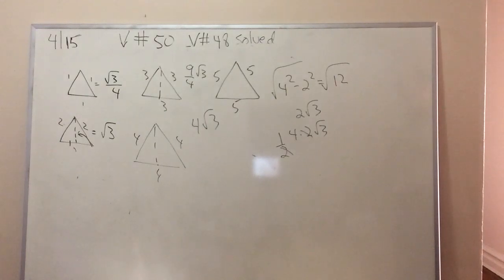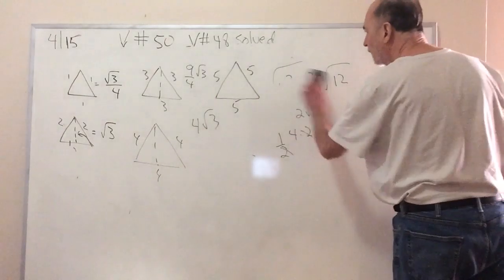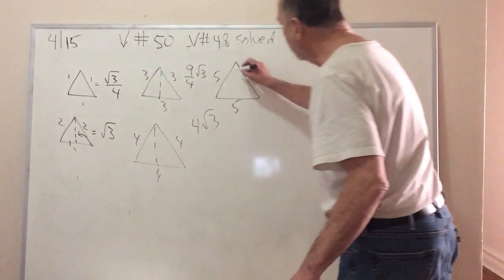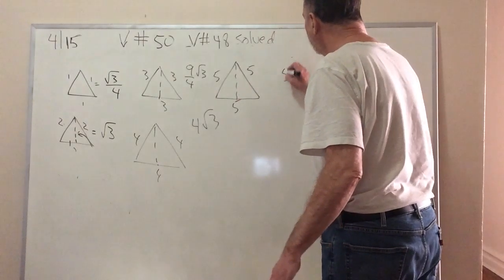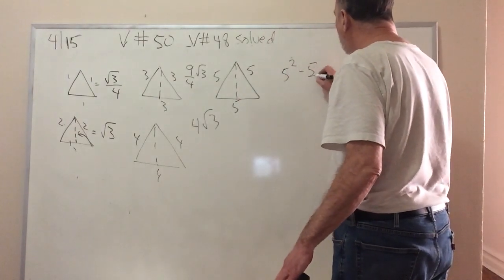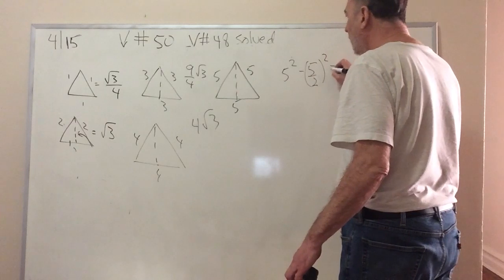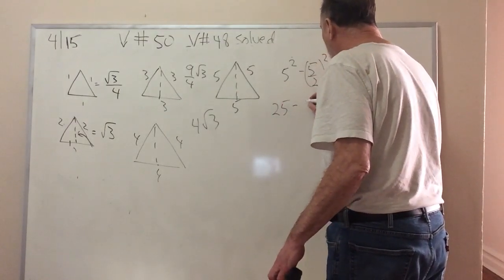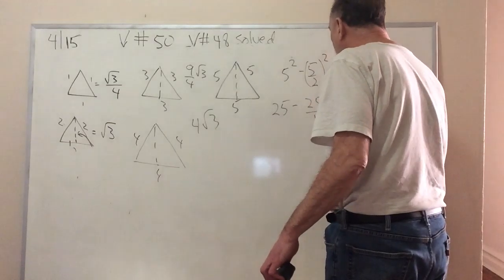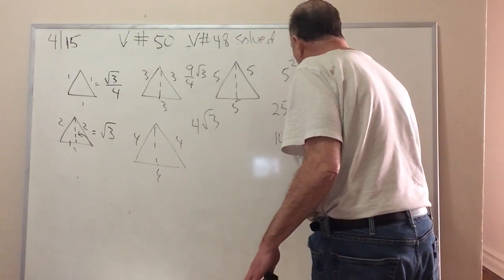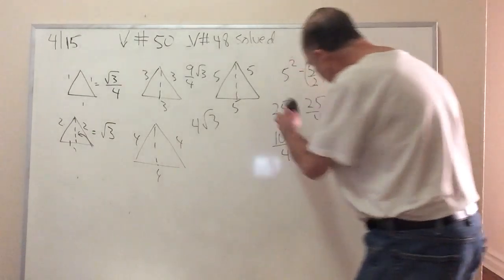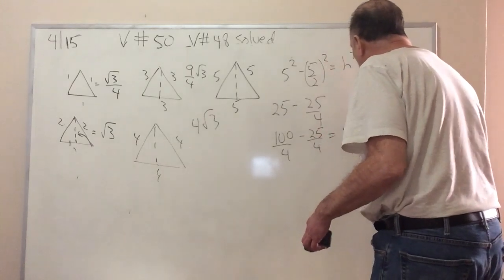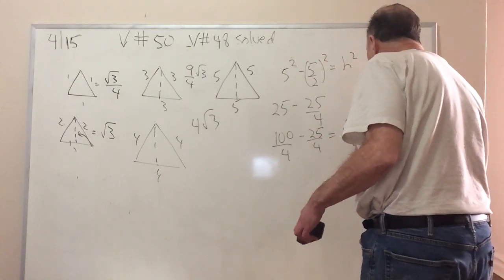Okay, I'm looking to see what's going on here. And now I go to the number 5 over here, and again, I cut it in 2. And I get 5 squared minus 5 over 2 squared equals h squared. There we go. 25 minus 25 over 4, so that would be 100 over 4 minus 25 over 4. Again, I'm back in 6th grade. Don't we love 6th grade so much? Equals radical 75 over 4.